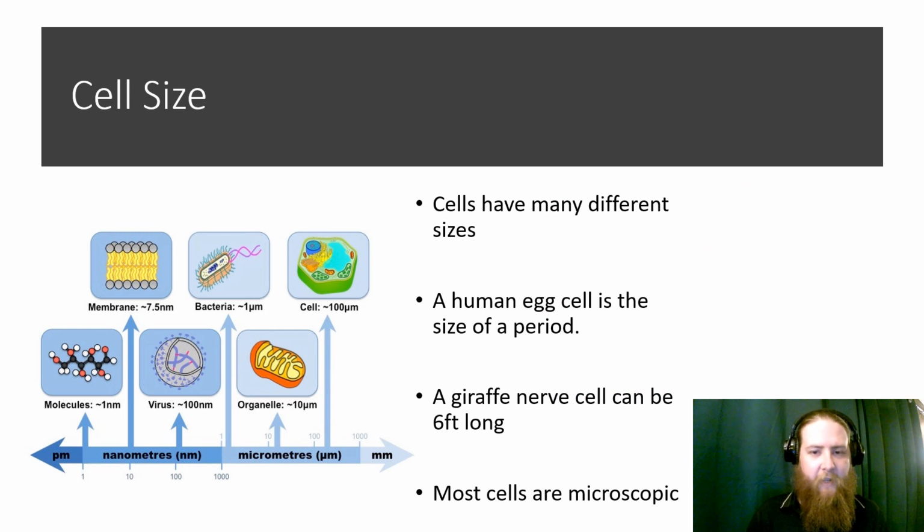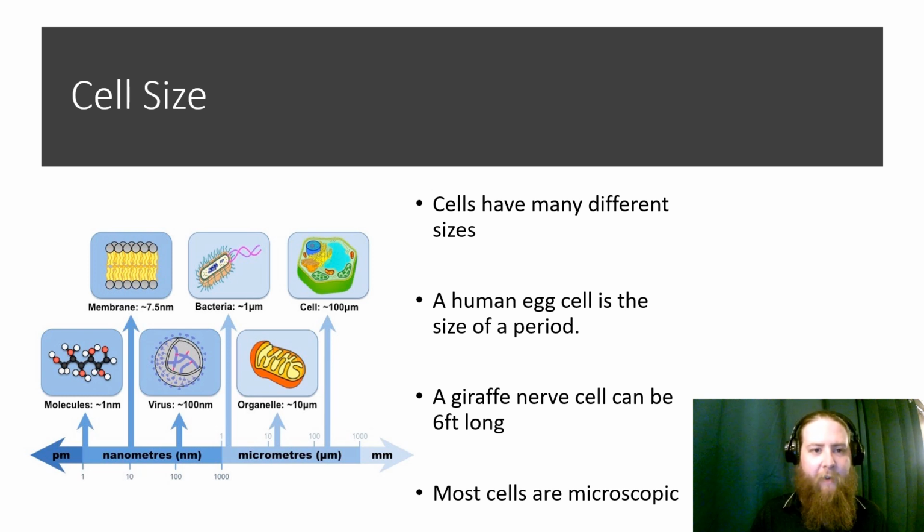The next kind of topic we're going to look at is cell size. Cells have many different sizes. A human egg cell is really, really big. It's about the size of a period. And giraffe nerve cells can be up to 6 feet long. They go from the top of the neck all the way down to the body.